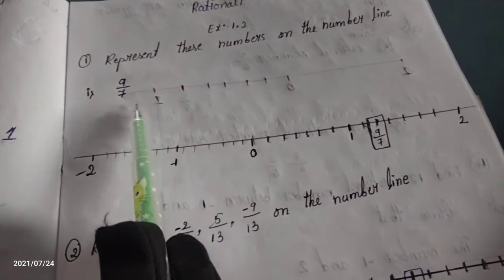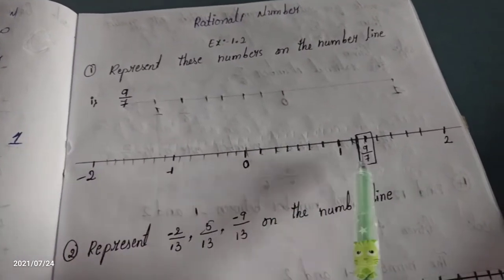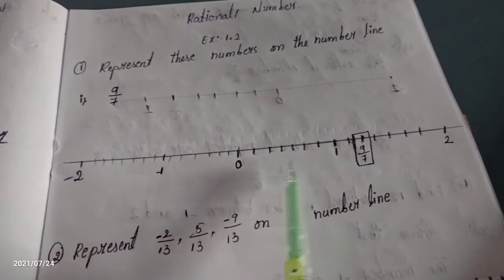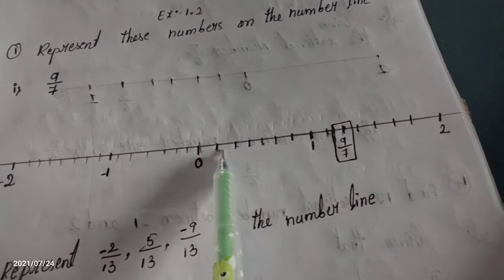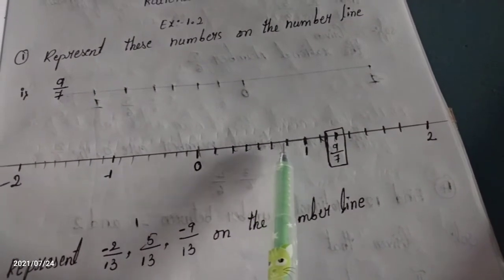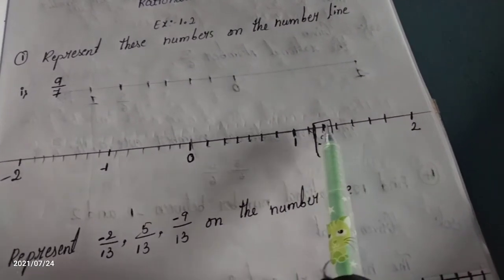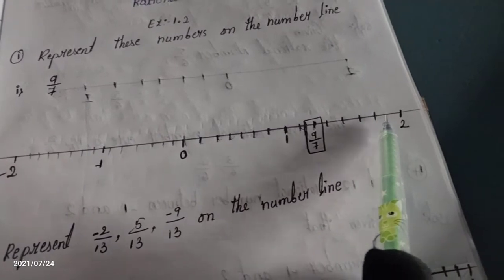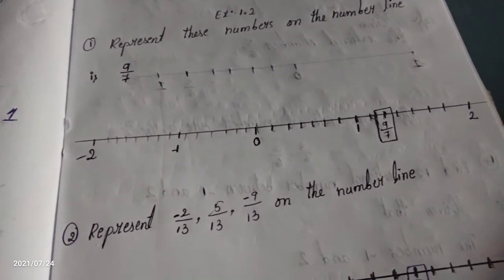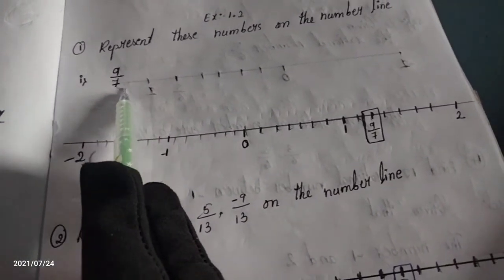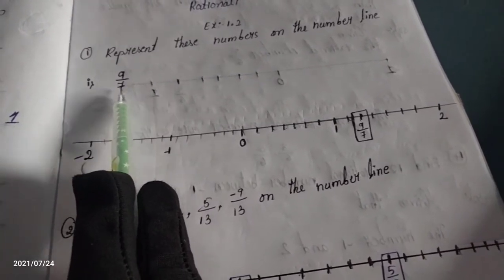How many parts do we have to divide? Here the denominator is 7, so we divide the fixed distance into 7 parts: 1, 2, 3, 4, 5, 6, 7. For the next one we do the same: 1, 2, 3, 4, 5, 6, 7. Here also we take 7 parts, because the denominator tells us how many parts we have to divide in a fixed distance.